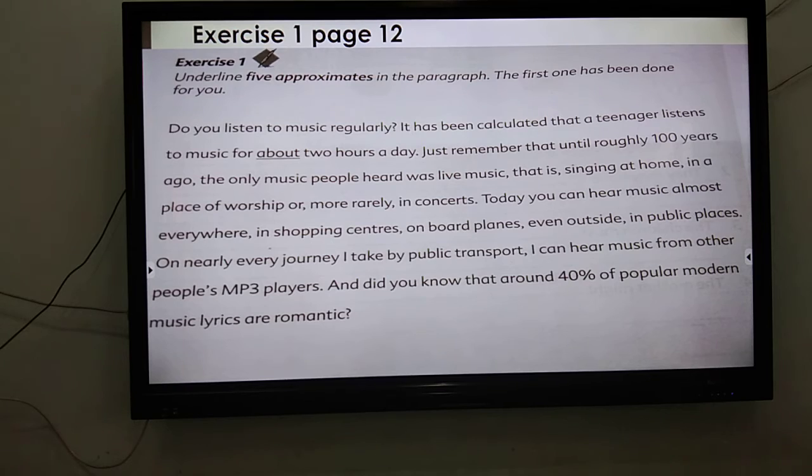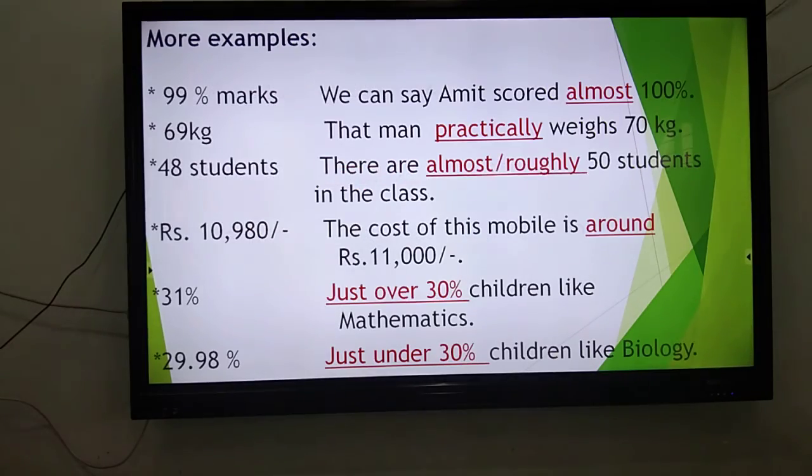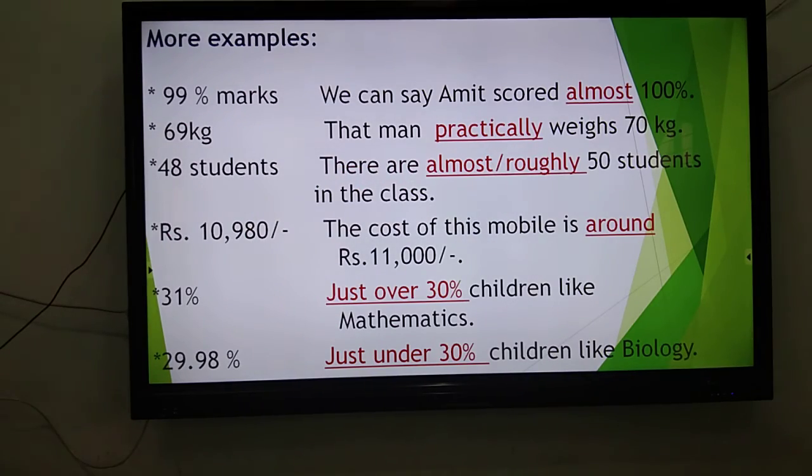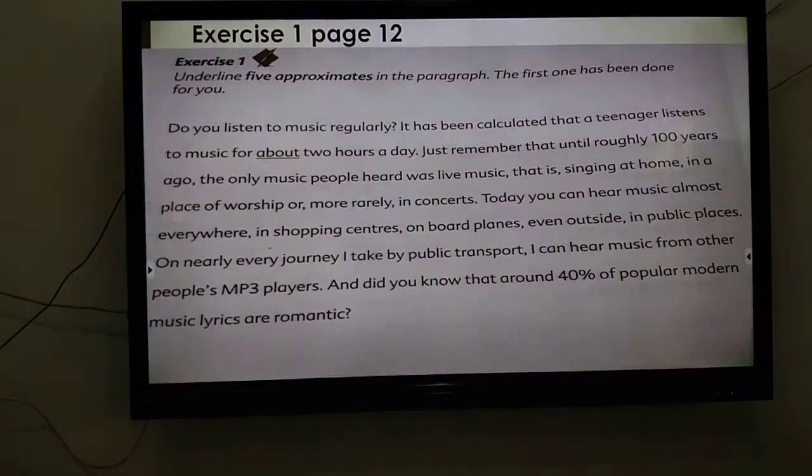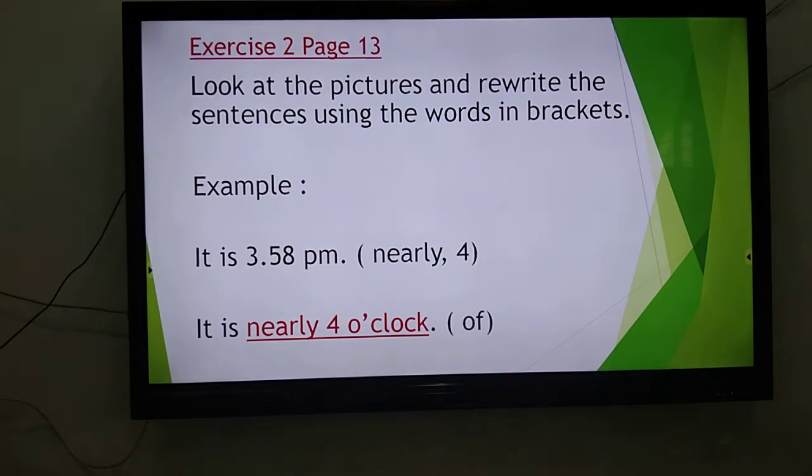Now that is not the point. The point is we have to underline approximates like about. And other approximates that we have seen are almost, practically, roughly, around, just, over, just under, almost. So these are the ones that we can underline in this exercise.